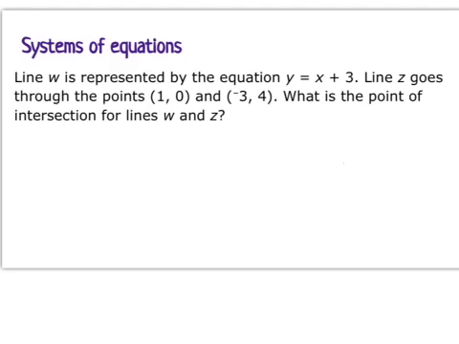So what this means is that if these two lines were to be graphed on a coordinate plane, what is the point where they would intersect? What is the point, the solution that would make both equations true? So they already give us one equation, y equals x plus 3.